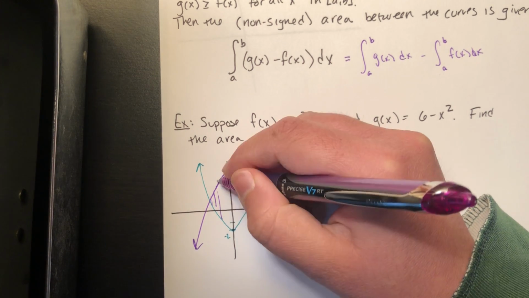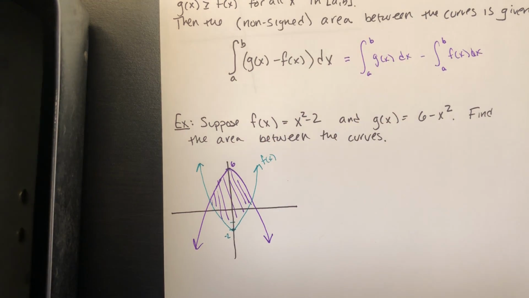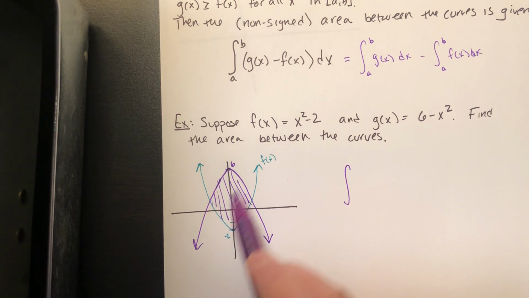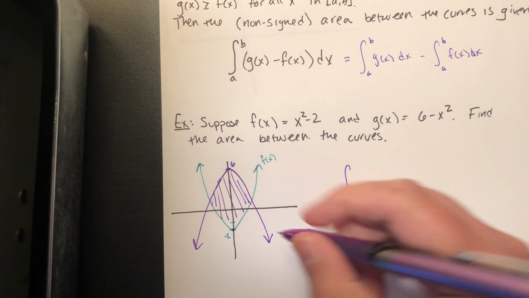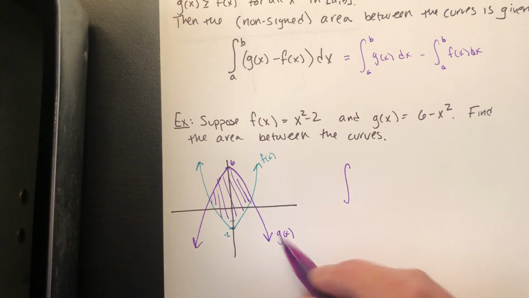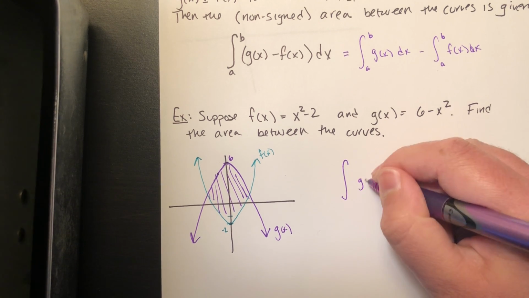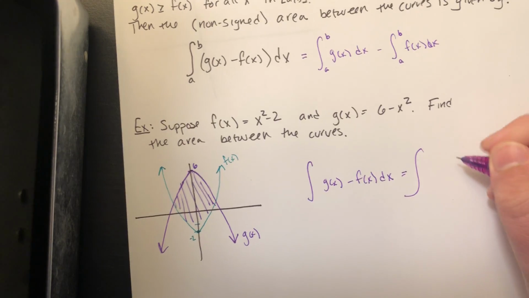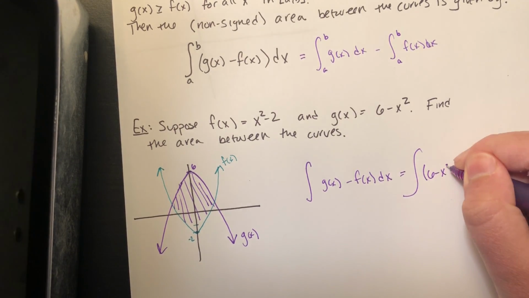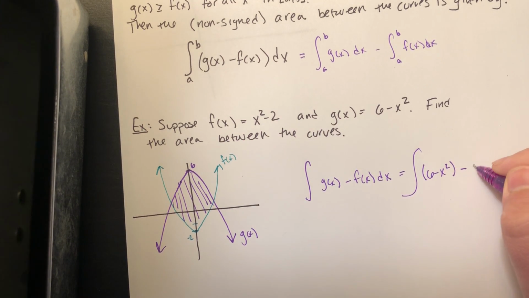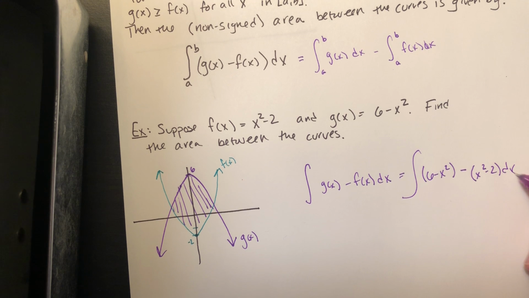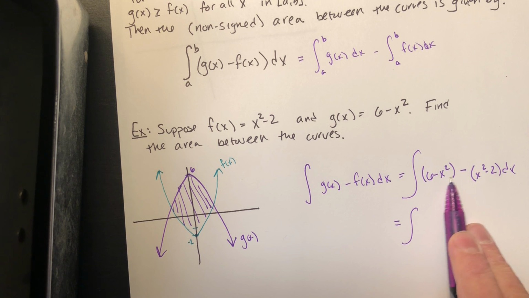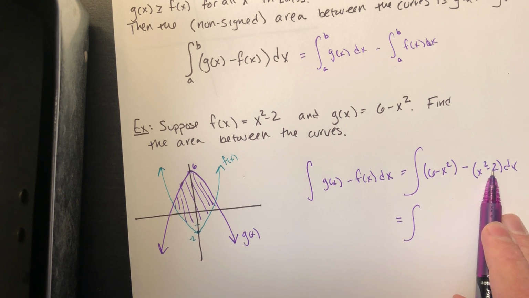So essentially what we're looking for is this area here. And according to this theorem up here, I can do this by taking the definite integral of the top function, whichever function's on top here, which for us is the g of x function. That's the one that's on top. So g of x minus f of x dx, which is going to be g of x, that's 6 minus x squared, minus f of x, which is x squared minus 2, dx. If I were to simplify this, I have 6 minus x squared minus another x squared, and then plus 2 when we distribute the negative sign.